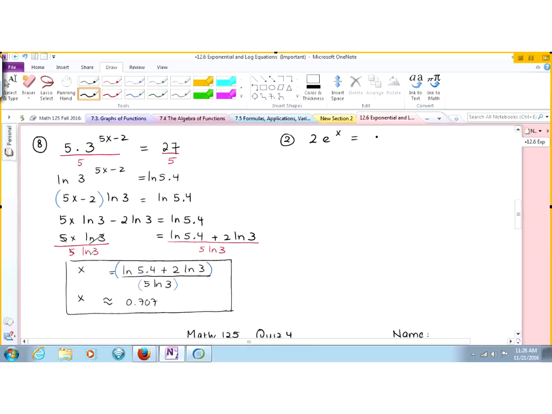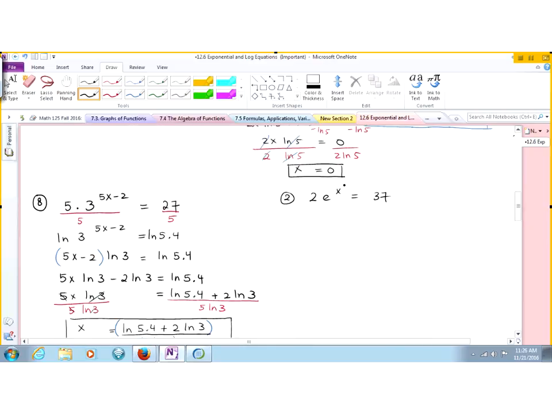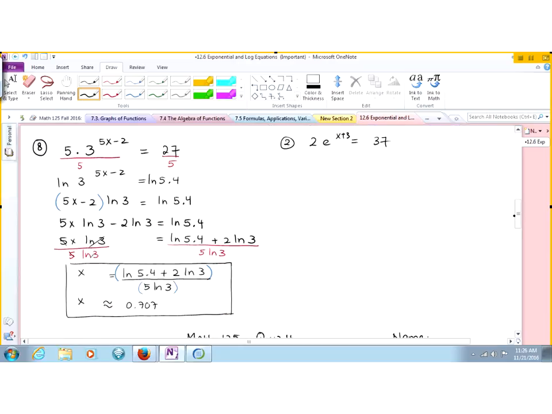Let's see. Equals 37 to the x plus what? Oh, x plus 3. Yes. Thank you. All right. So what would you do first? Divide both sides by 2. Yes. So this is e to the x plus 3 is equal to 37 divided by 2 is, yes, good, 18.5.